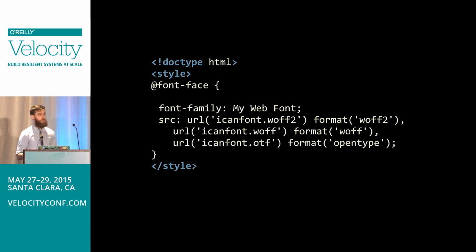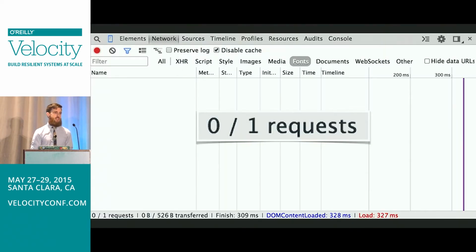So when we take our font-face block and just dump it on a page, with some HTML, this is the bare minimum HTML, and then we look at the network inspector, it says 0 out of 1 requests were made for fonts. So no font requests were made. And 1 request, I guess, is not the correct English way to do plurals.